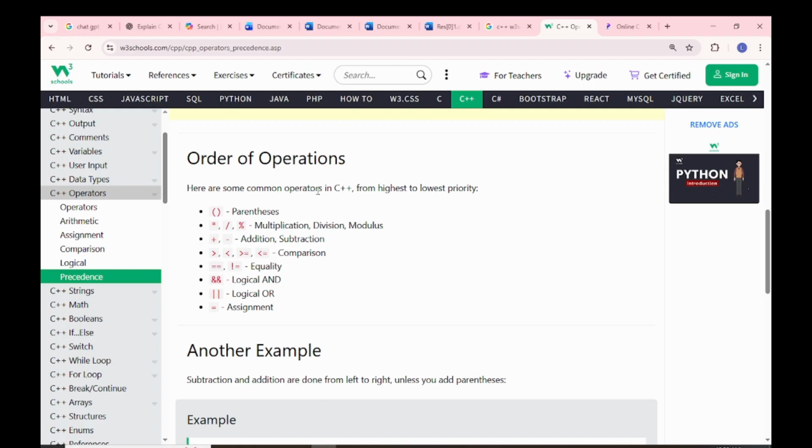Order of operations. Here are some common operators in C++ from highest to lowest priority. Parentheses first, then multiplication, division, and modulus, then addition, subtraction, and then comparison operators, right? Greater than, less than, and then greater than or equal to, less than or equal to, equality, logical AND, logical OR, and assignment.